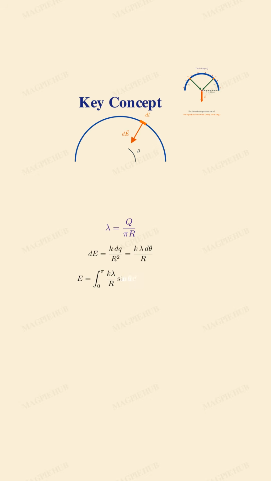The key concept is deriving the electric field at the center of a semicircular uniformly charged ring. Consider a small element dl at angle theta. The linear charge density lambda equals Q over pi r. Each element produces a field dE equal to k dq over r squared directed toward the center. By symmetry, horizontal components cancel. Only vertical components add up. Integrating from 0 to pi, we get E equals Q over 2 pi squared epsilon naught r squared.